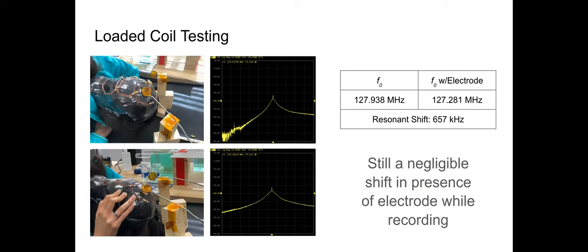And in addition to this, when the coil is loaded, we see a larger shift in resonance of around 657 kilohertz, but this is still very negligible. And any additional shift from this can be corrected by retuning the coil using the flexible capacitor. But as a result, here we have demonstrated the feasibility of generating a combined EEG RF coil. And in our next iteration, we hope to plate traces on the concave side for the EEG electrodes rather than attaching them and having wires hanging off.